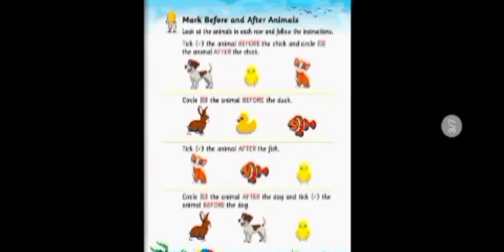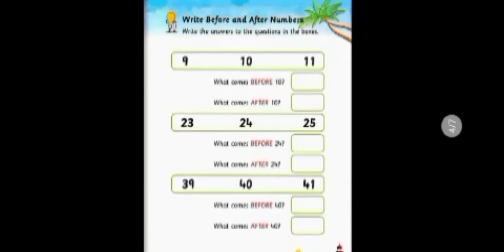So I want to give you this homework. You can do this if you have time. So let's see the examples here. Write the answers to the questions in the boxes. They are telling what comes before 10. What comes before 10? Yes, 9. What comes after 10?